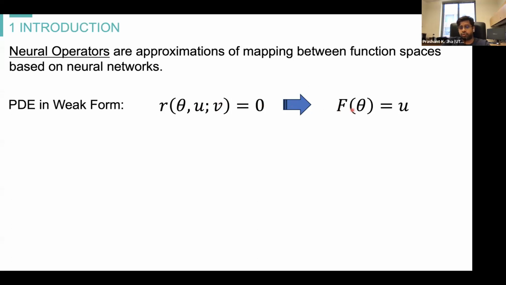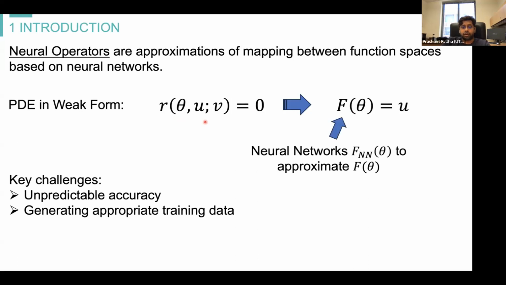And this gives you what is called the solution operator. So given model parameter theta, f of theta gives you the solution of this weak form. Okay. Now neural networks are basically approximation of this map f. So given theta, it gives you a solution, and we wish to develop an approximation of this map through neural networks. So I will call it FNN of theta.